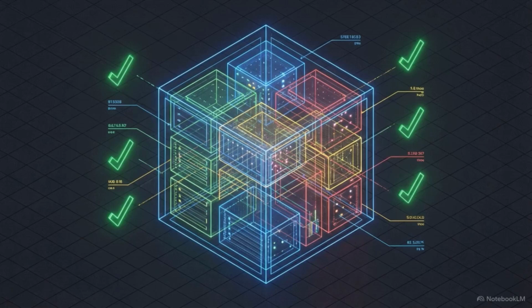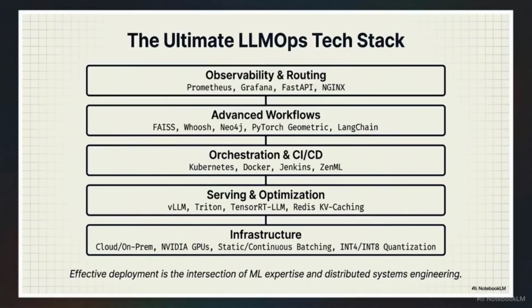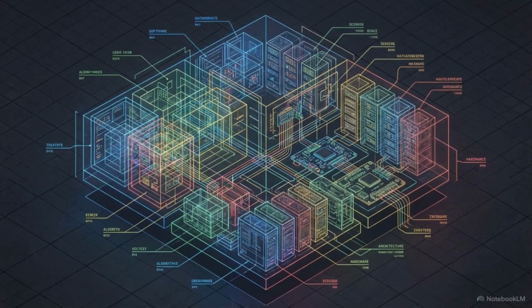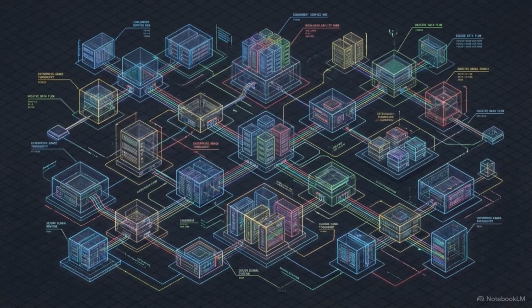This is the assembled LLMOps tech stack. The foundation combines infrastructure and quantized hardware with serving engines like vLLM and TensorRT. Above sits orchestration via Kubernetes, advanced workflows using FAISS and knowledge graphs, and an API gateway for routing and observability. Scaling AI relies on this intersection of machine learning expertise and rigorous distributed systems engineering. These engineering layers transform raw computational power into a reliable, concurrent enterprise service.